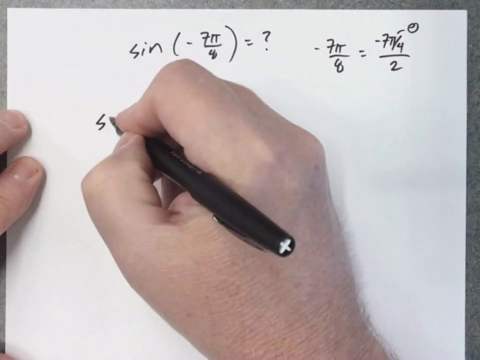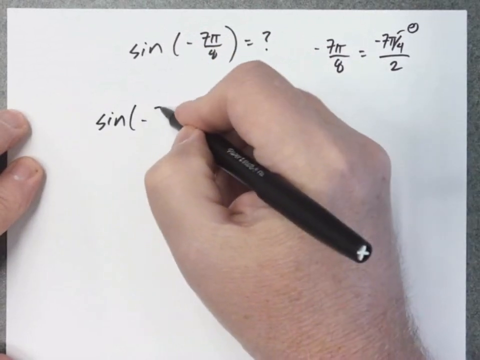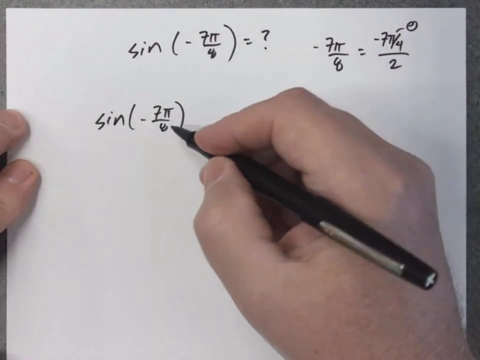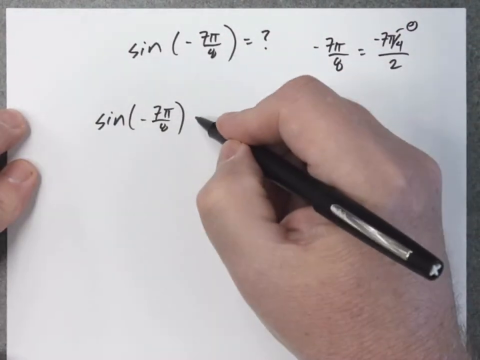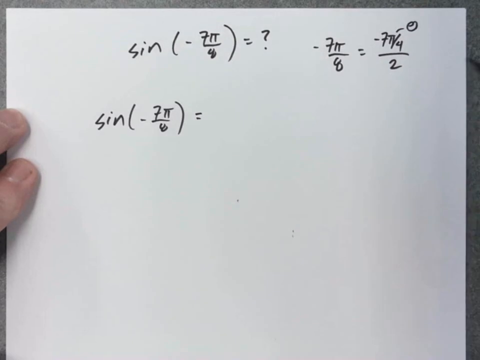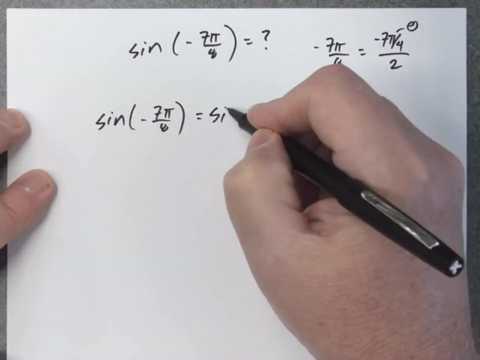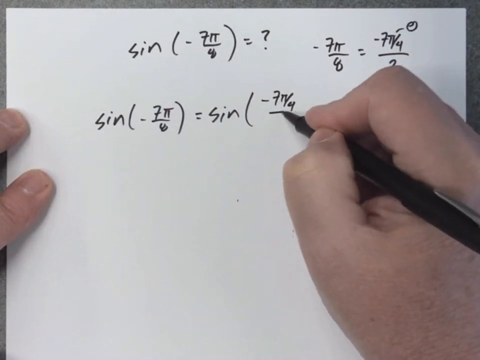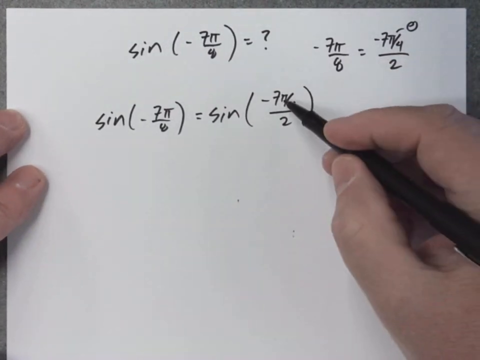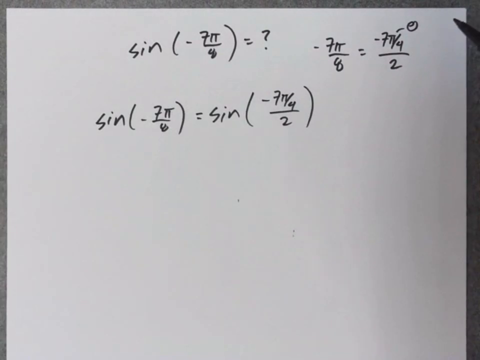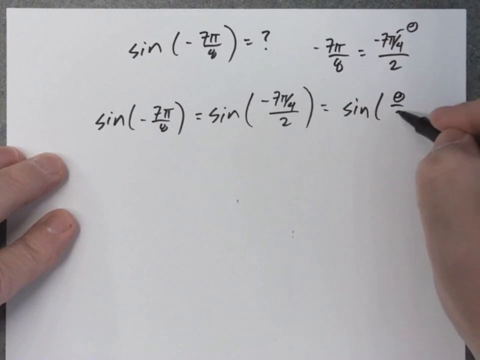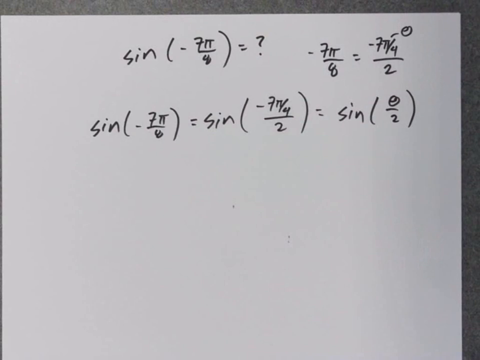So just to be clear, once again, here's what we're doing. We're asked to find the exact value of the sine of negative 7 pi over 8. This is not a special angle. I don't know how to get the exact value. However, I can rewrite this as negative 7 pi over 4 divided by 2. And because this negative 7 pi over 4 is a special angle, then I can go and use the half angle formula for the sine.